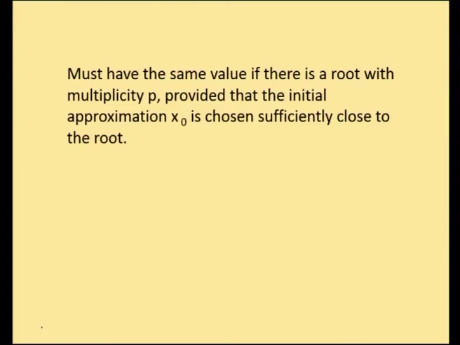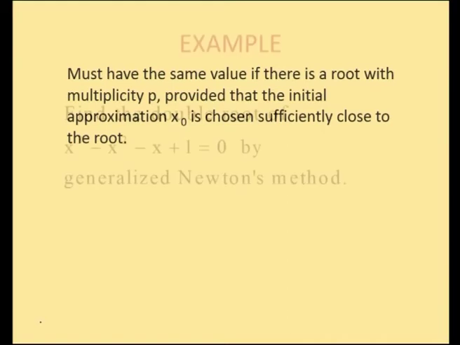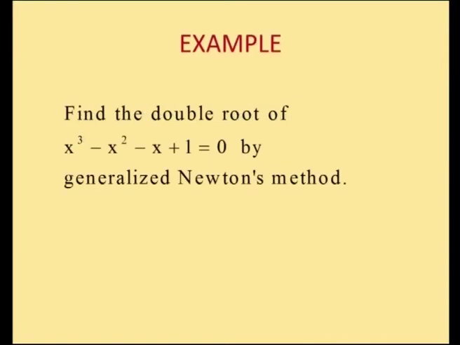if there is a root with multiplicity p, provided the initial approximation x naught is chosen sufficiently close to the root. Find the double root of x cube minus x square minus x plus 1 equal to 0 by generalized Newton's method. Choosing x naught equal to 0.8. Solution: x naught can be chosen as any value. At present we shall take x naught equal to 0.8 so that our root of convergence is the same.